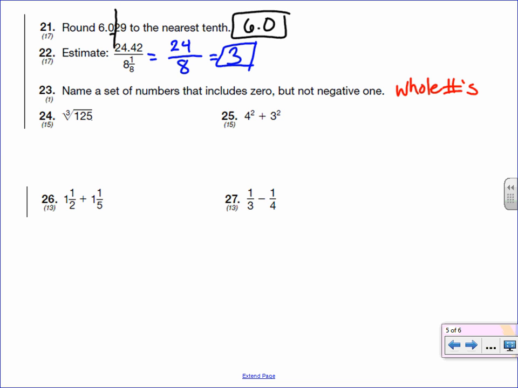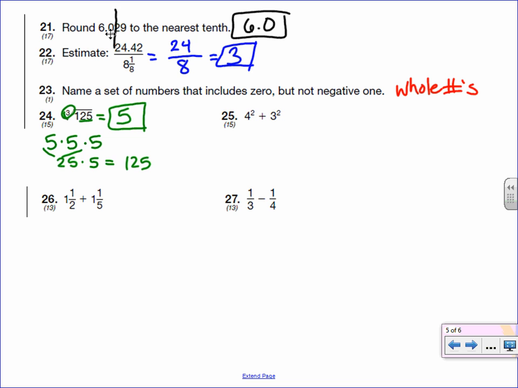In number 24, we have the cubed root of 125. And the cubed root asks the question, what number times itself 3 times equals 125? And since it ends in 25, I would guess right off the bat that it's a 5. So we can check down here. 5 times 5 times 5. 5 times 5 is 25. And 25 times 5, well, 25 times 4, that's 4 quarters, is 100, and one more 25 would be 125. So the cubed root of 125 is 5.